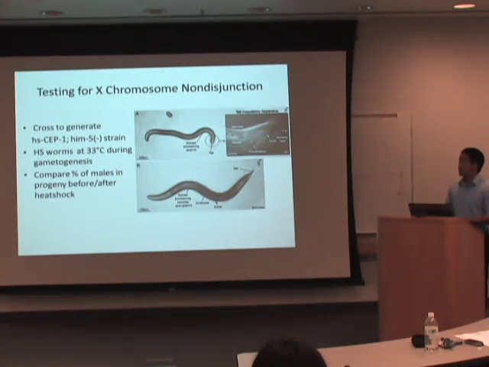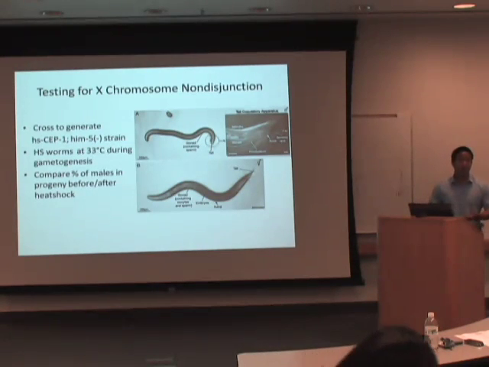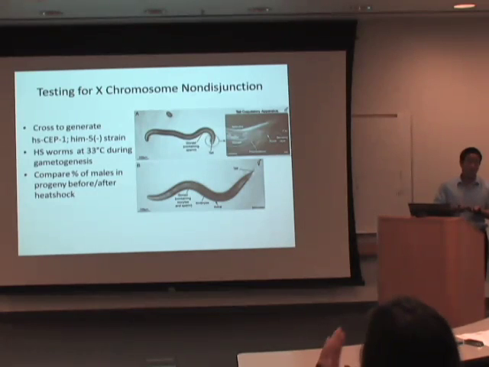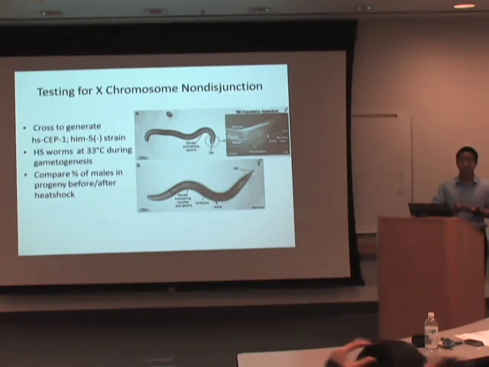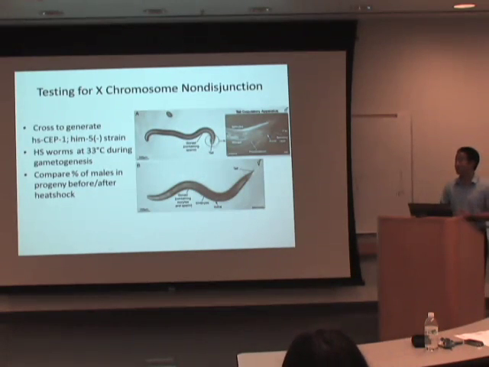So in the first part of my experiment, I looked at the effect of CEP1 on the X chromosomes, or your sex-determining chromosomes. In order to do this, I generated a heat shock CEP1 HIM5 strain. And what this means is I took a hermaphrodite that has a CEP1 gene fused to a heat shock promoter. So when these worms experience elevated temperatures, they'll actually overproduce the CEP1 protein.